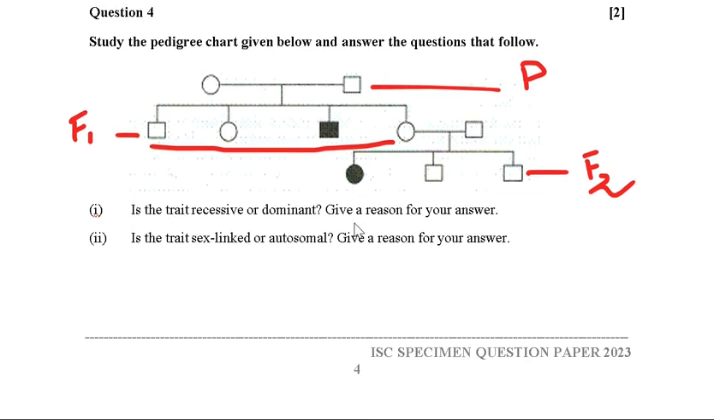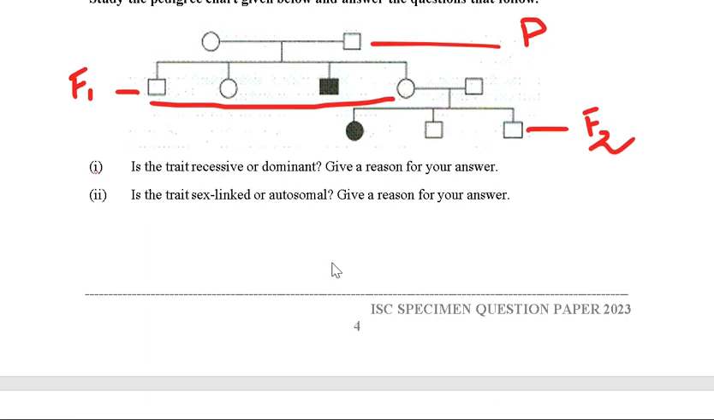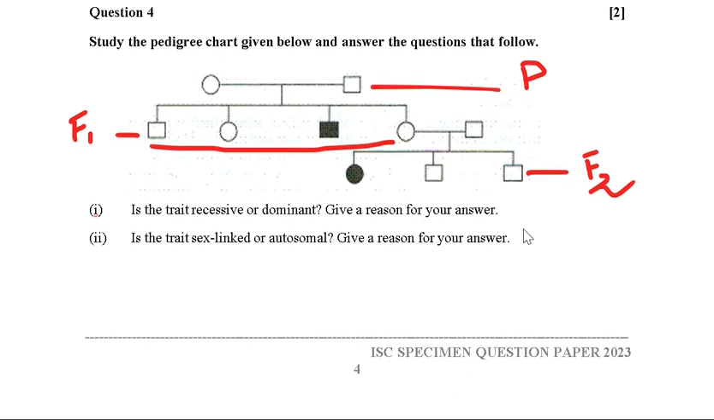So the first question is: is the trait recessive or dominant? Give a reason for your answer. Dominant means that in each generation, parental generation, F1 generation, F2 generation, that means in 3 generations, the defective gene will be carried. But here you can see, as the parents are not affected by this trait, we can say it is not dominant, it is recessive.